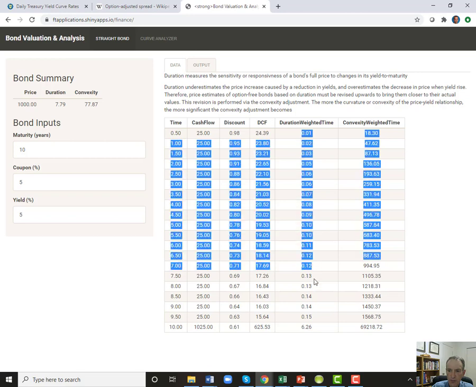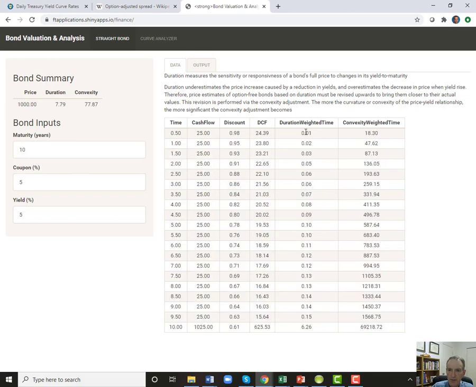Here's the duration. We'll talk more about duration. It's the weighted average time to maturity. You can see the weights here. So we'll get into that. I'll show you that when I show you how to do this spreadsheet. I will not show you how to do convexity, but you can look at the formula yourself.